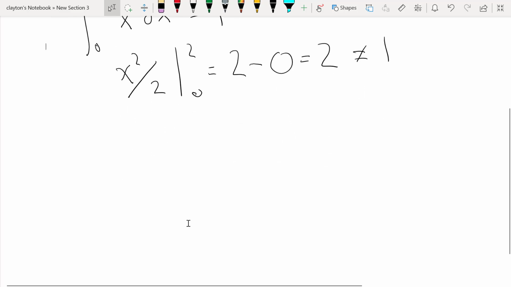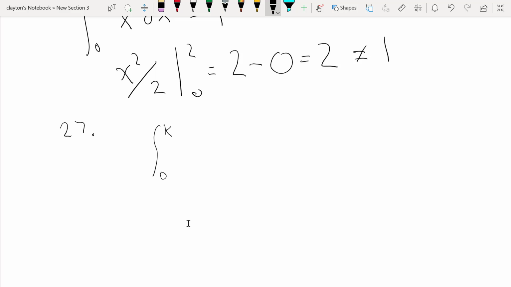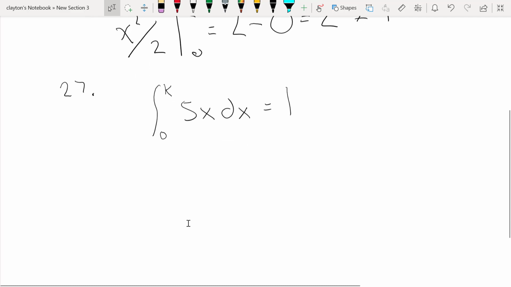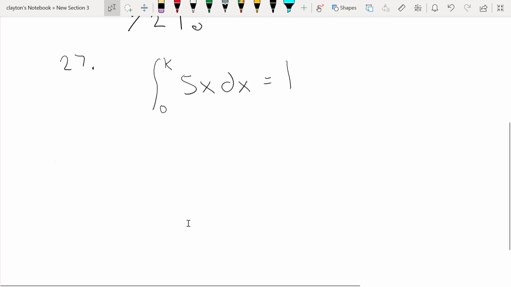Okay, 27. I think it's going to be very similar. It says determine the value for k, so that f of x is a probability density function on the interval 0 to k. So in other words, if I have 0 to k and I have 5x dx, it should be equal to 1, and we want to go solve for what k is. So similar, in this case we can't use a calculator because the unknown here is in the actual integral itself, or in the bounds itself.